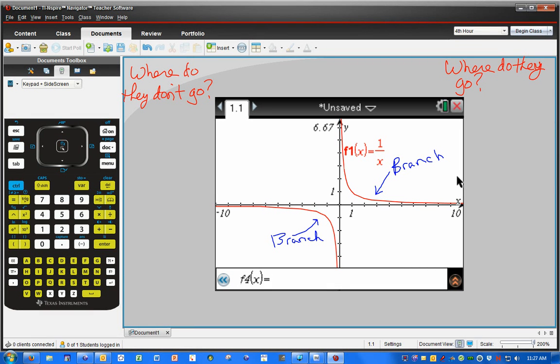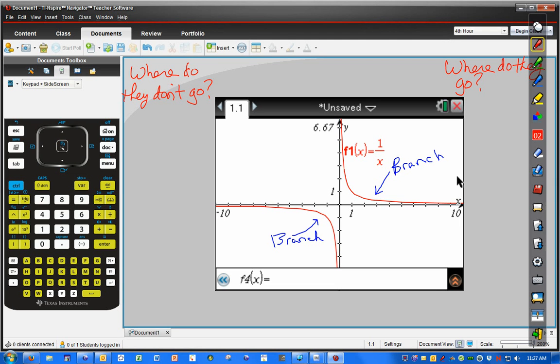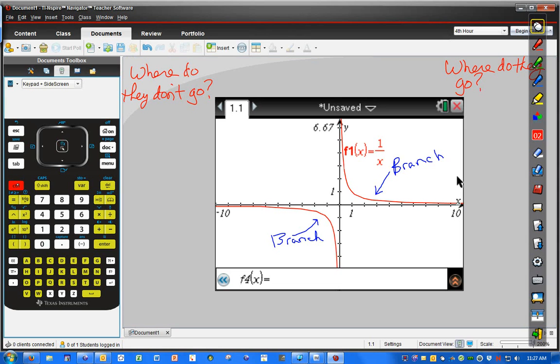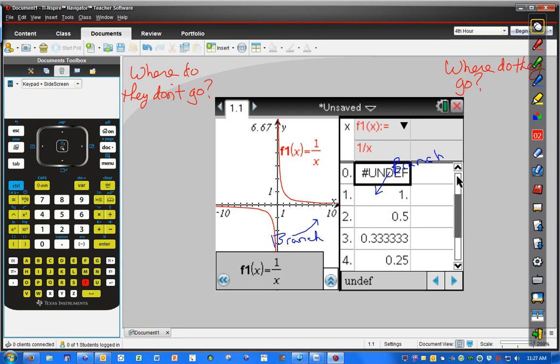Now, if we look at the branches, there are two branches, correct? There's one in the first quadrant. We get a nice branch in the first quadrant, and a nice branch in the second quadrant. If we took a look at our table of values, and when x is 0, what's my y value? Undefined. So when x is 0, the y value is undefined.